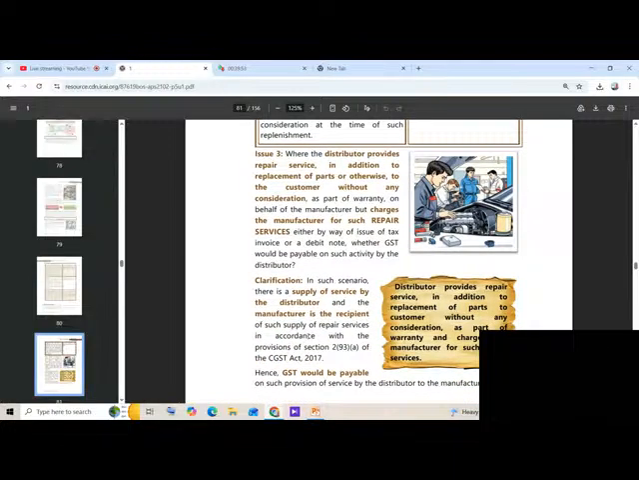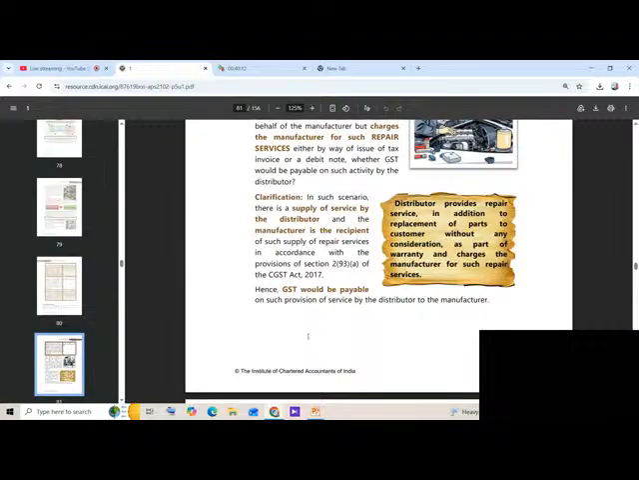Issue 3: where the distributor provides repair services in addition to replacement of parts or otherwise to the customer without any consideration as part of the warranty on behalf of the manufacturer, but charges the manufacturer for such repair services either by way of issue of tax invoice or debit note, whether GST will be payable on such activity by the distributor. Clarification: in such a scenario, there is a supply of service by the distributor, and the manufacturer is the recipient of such supply of repair services in accordance with provisions of Section 293A of the CGST Act. Hence, GST would be payable on such provision of services by the distributor to the manufacturer.